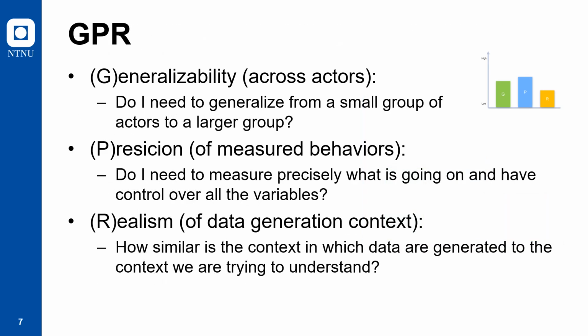So, when you want to choose a strategy to answer your research question, you need to analyze your research question along each dimension. Generalizability. Do I need to generalize my conclusions from observing a small group of actors to a larger group? Precision. Do I need to measure precisely what is going on and have control over all the variables in the behavior I want to measure? Realism. How similar do I want the data generation context to be to the real-world context I'm trying to understand? Your answers to these questions will limit the number of strategies you can use.